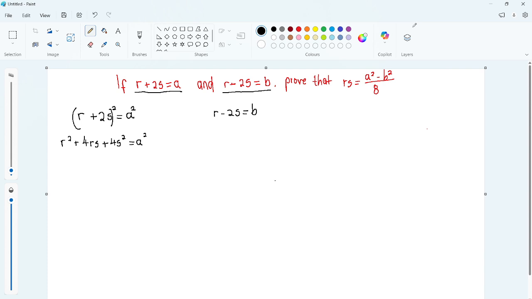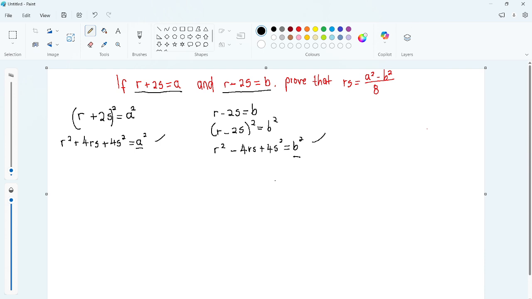Similarly, I apply the very same thing and square this equation on both sides. Then I'm going to have r squared minus 4rs plus 4s squared, which is equal to b squared. Now I see what I have. I have my a squared and my b squared, which I'm looking for. I'm happy now that I have something. But I don't have 8, and I don't have rs.